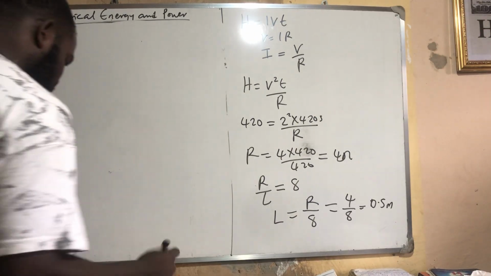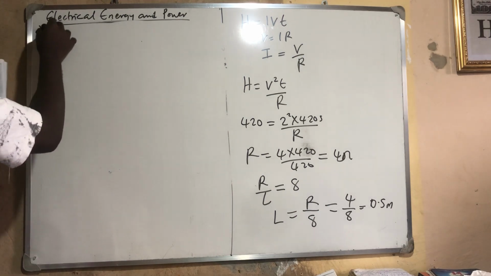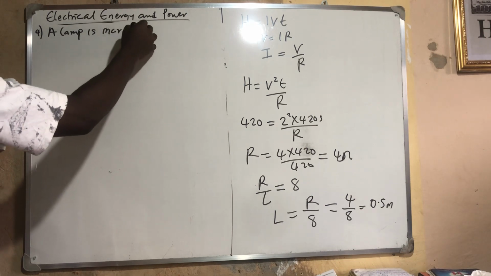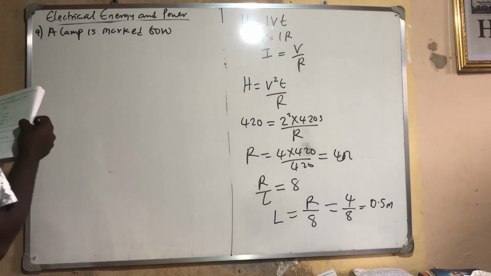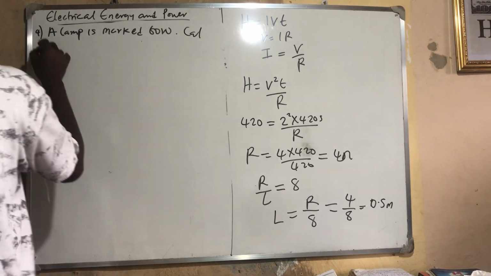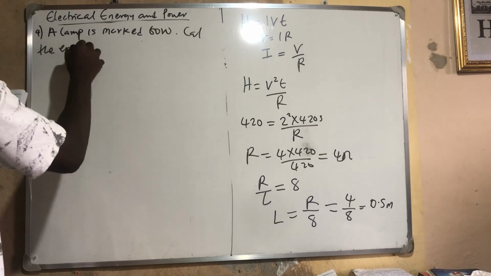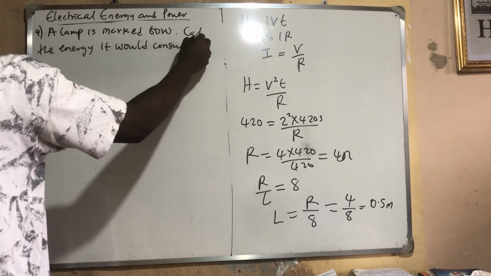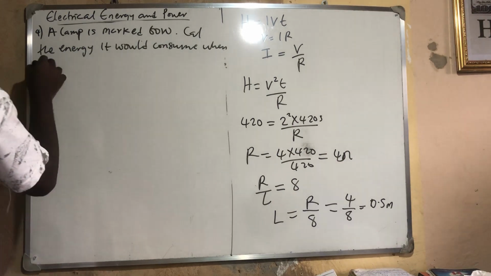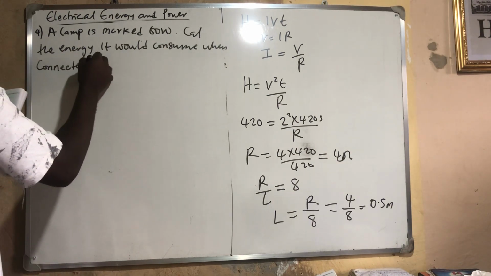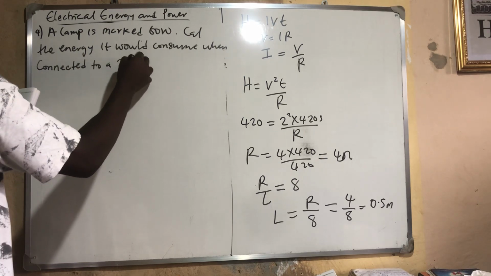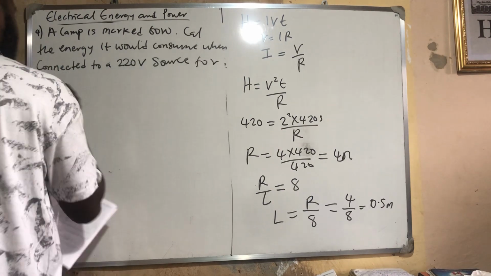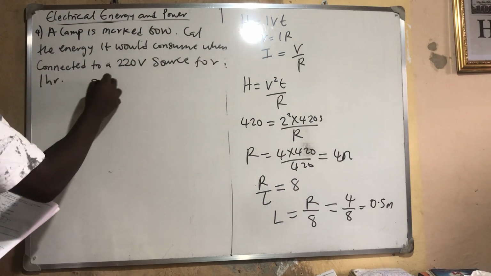The next question, question number 4. This is very simple. Question number 4 said a lamp is marked 600 watts. That is the power. You say calculate the energy it would consume when connected to a 220 volt source for 1 hour. Solution.